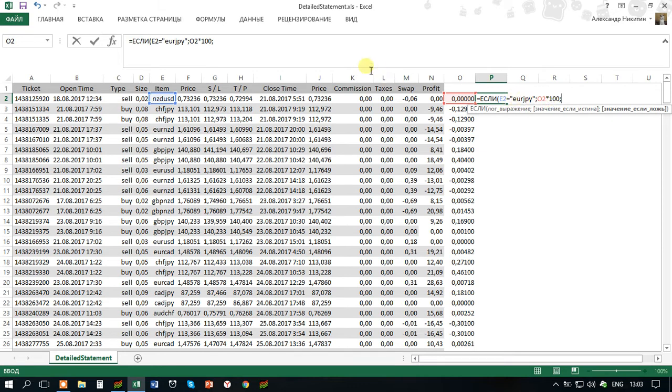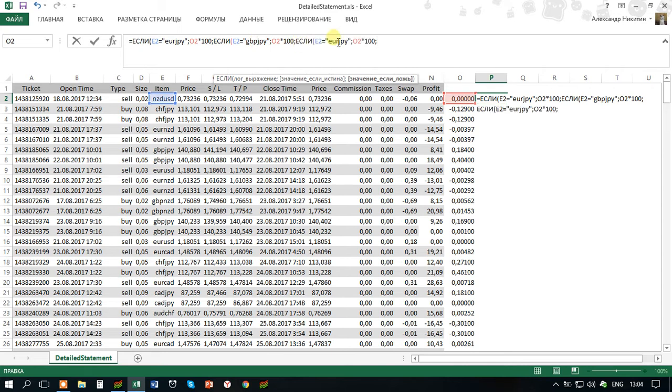But else, if it is not so, then check another condition. Else, if it's not euro yen, then check another condition. Maybe it is pound yen, GBP yen. If not pound yen, then check another condition. Maybe it is Aussie yen. If not Aussie yen, check another condition.